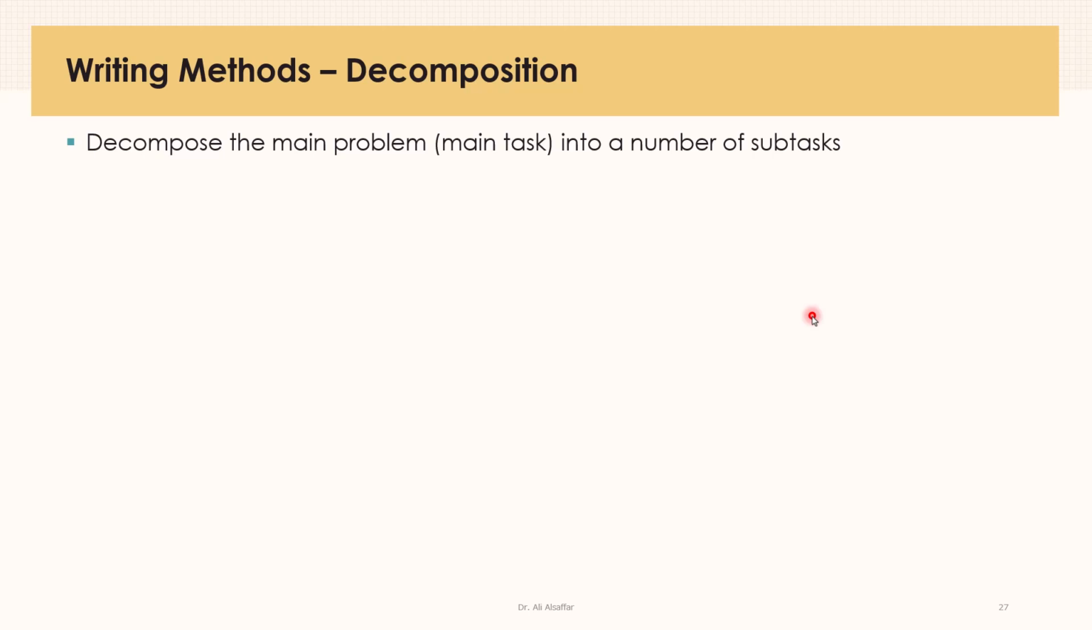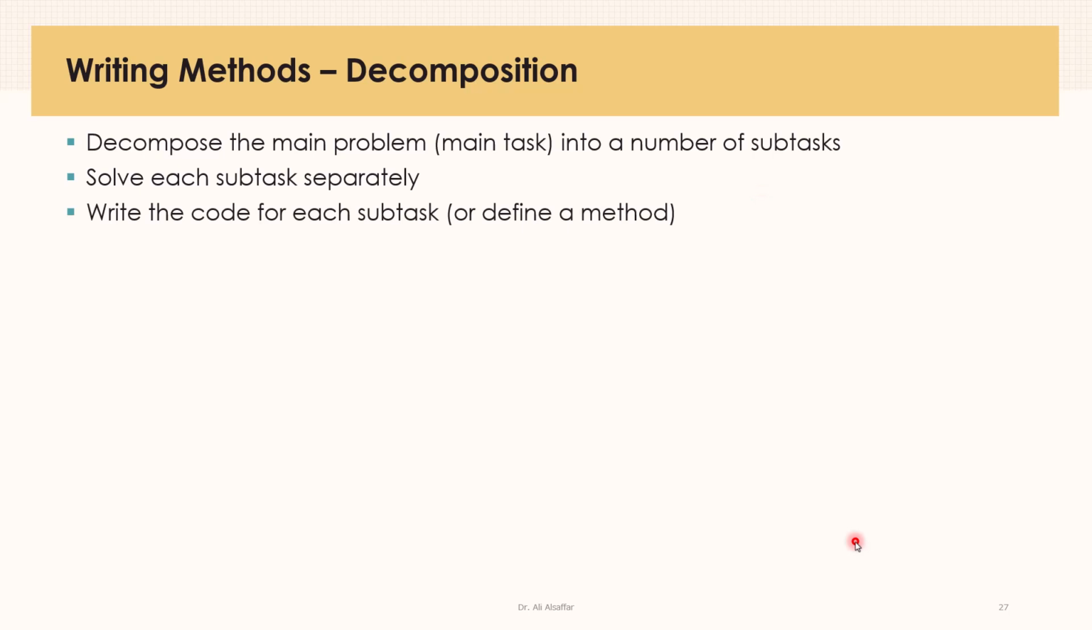Logic, as well as it will have some repeated code. So therefore, it is better that you divide the main idea of your problem into small pieces called subtasks, and then solve each subtask separately. I mean, find a solution for each subtask. After that, write the code for each subtask and define a method that represents the code of this task.